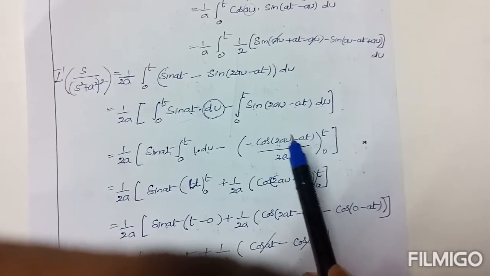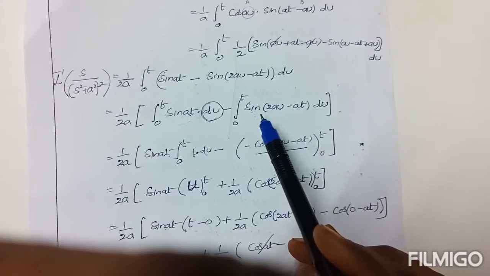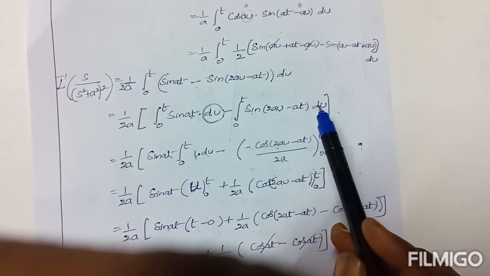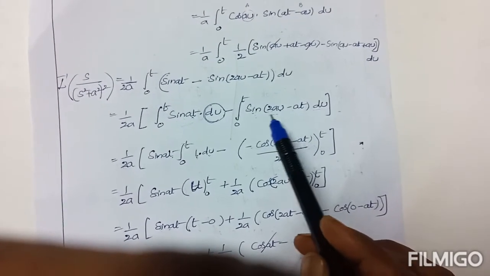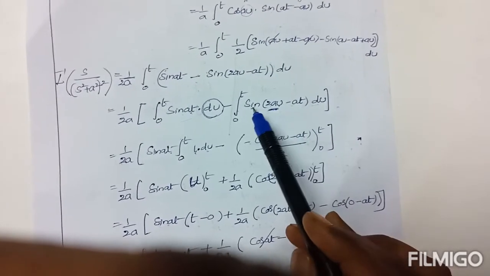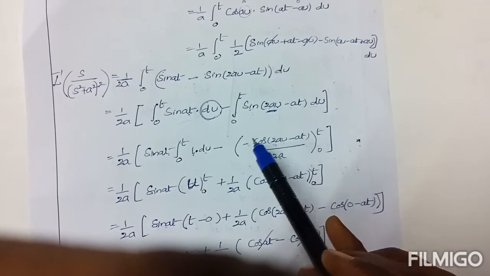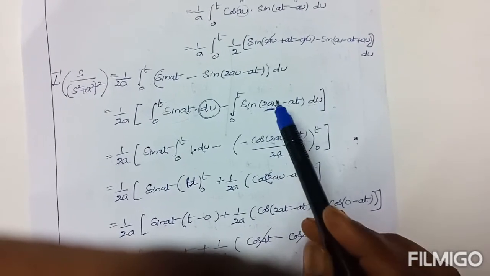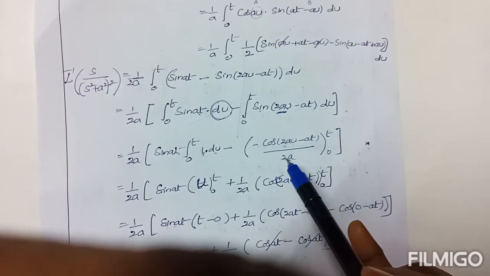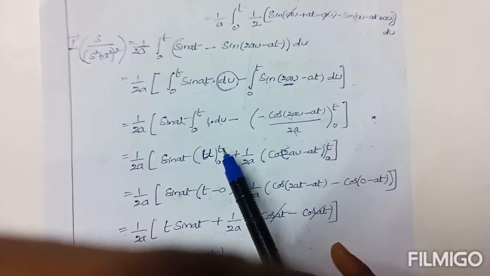Is it clear to you? Sin at form: integral of sin at is minus cos at by a. Here integration is with respect to which variable? U. So you concentrate on this one only. The remaining we just have to write as it is. Now sin at, the angle is 2au minus at. Integral of sin is minus cos, angle as it is. What is the multiple of u here? 2a. So divided by 2a. After that, limits 0 to t.